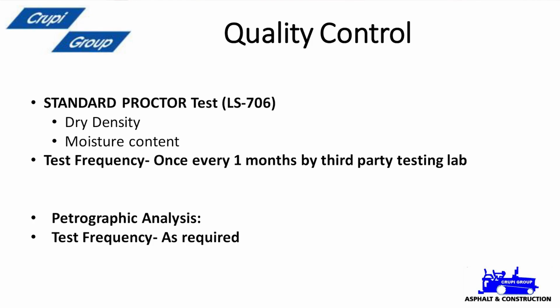So the standard proctor test, we do this to test our dry material and our material with moisture. The frequency on this test is once every month with a third-party testing lab. Why do we do this? We do this so that when someone buys our product and goes to the job site, they know how much water they have to add to the material to get the proper compaction on the job site. And that's what we do for testing.